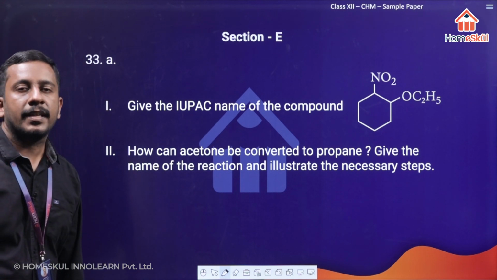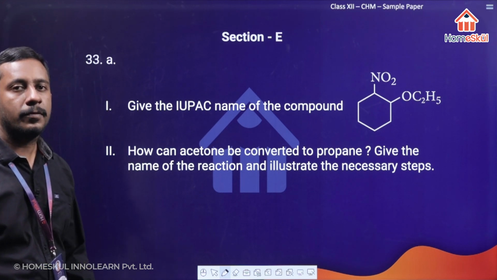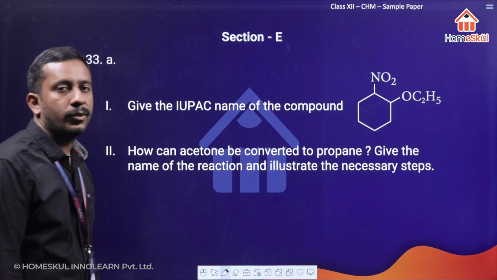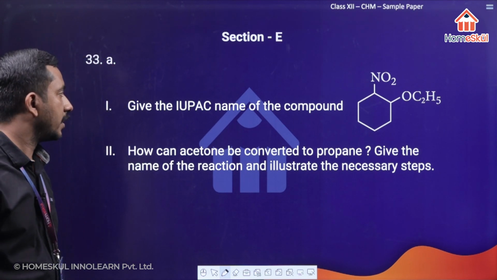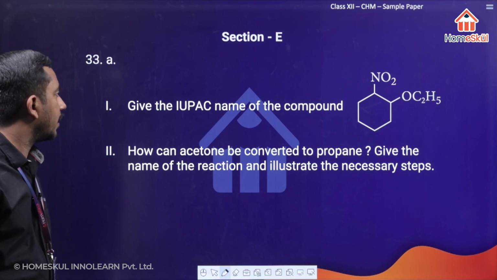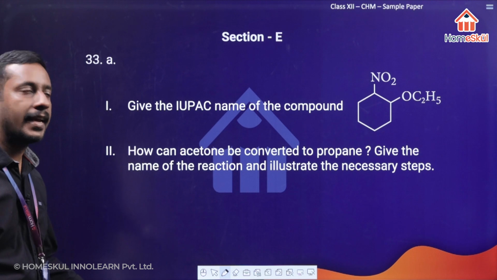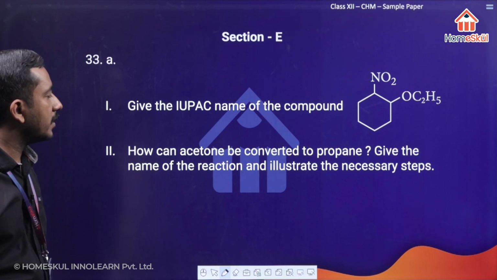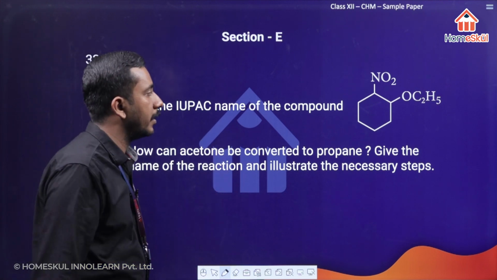So our fourth section, section D, is also over. We are moving on to the final section of the question paper, that is section E. All the questions here are 5-mark questions and there will be a lot of sub-questions. Our 33rd question and the A part in that question again has subsections. The first question: give the IUPAC name of the compound that is given here.